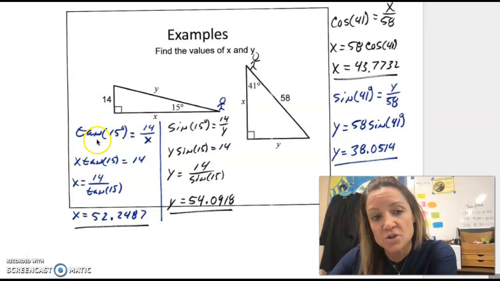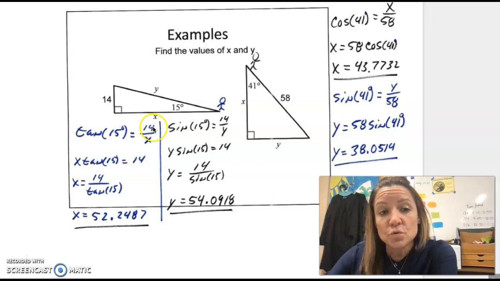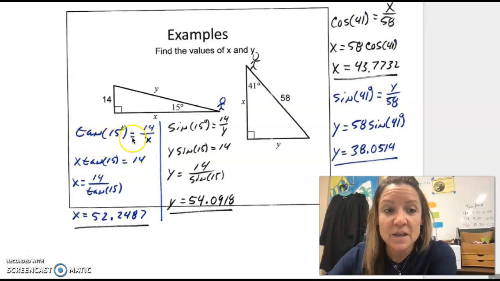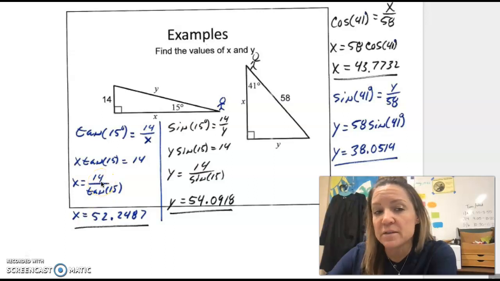We're going to say tangent of 15 degrees is equal to the opposite, which is 14, over the adjacent, which is x. We're going to make this into a proportion and do the cross product. If we put 1 under the 14, 1 times 14 is 14, and then x times the tangent of 15. To get x by itself, we're going to divide by the tangent of 15, and then you're going to plug this into your calculator.